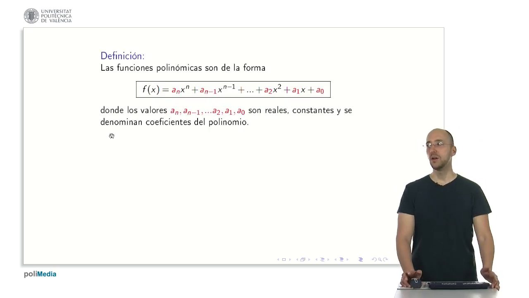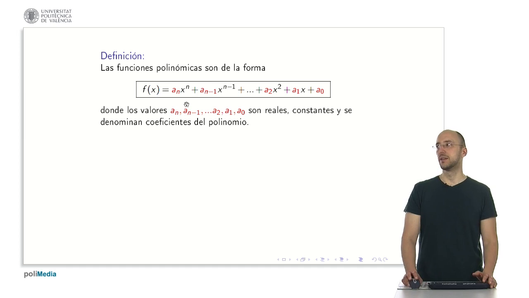A polynomial function is the following. We have some strange numbers in red: a sub n minus 1, a sub 2, a sub 1, a sub 0. And x raised to n minus 1, x squared and x. As you can see, the exponent of the x is decreasing, and these subscripts go according to that. The important thing you should know is that the values in red are simply numbers, which are real, although they may not be real. In this case, we are going to work always with real numbers. They are constant and are called polynomial coefficients.